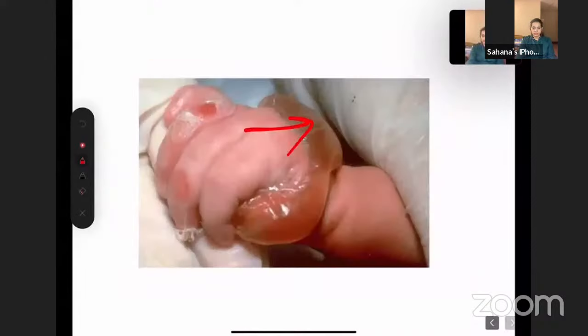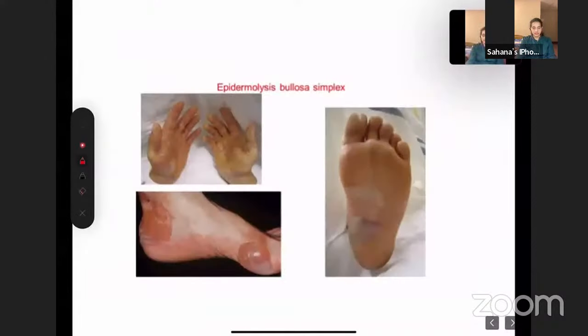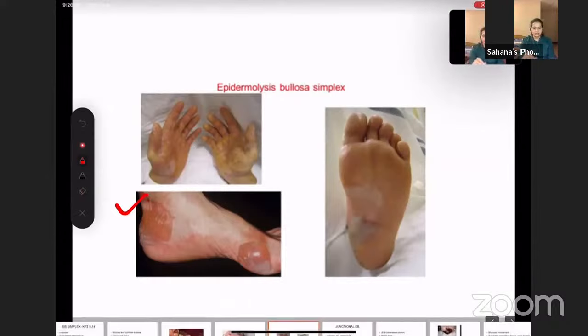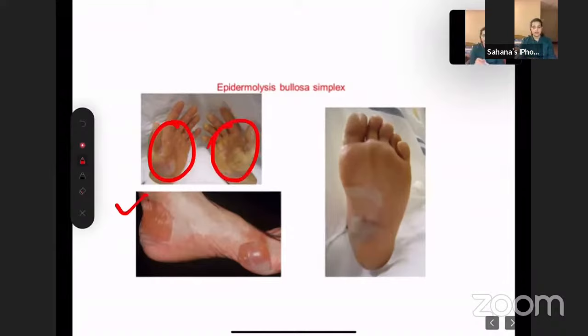Okay, so I don't have pictures of... So this is again not exactly generalized type. This is also localized type, but here you can see that this picture is that of a slightly older child, and here you can see that the blisters are also present on the feet, on the lower end of the feet and on the palms. So this can happen if the child is crawling or they are into some form of mechanical activity.